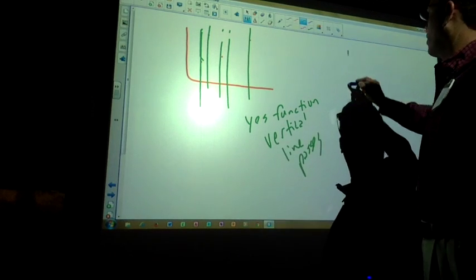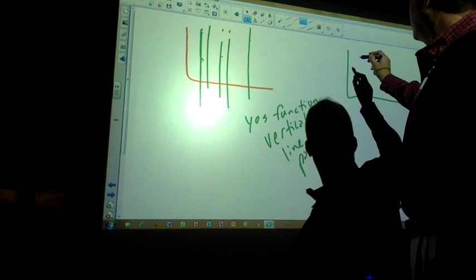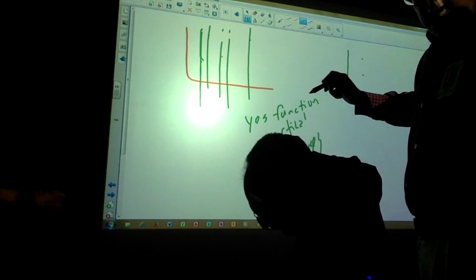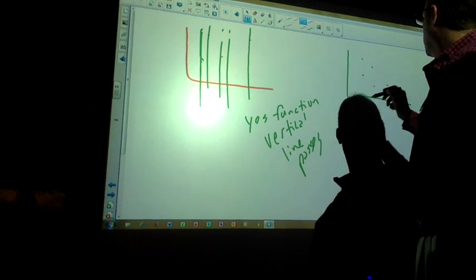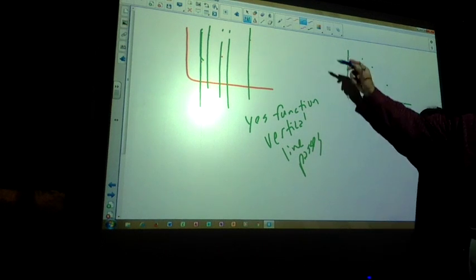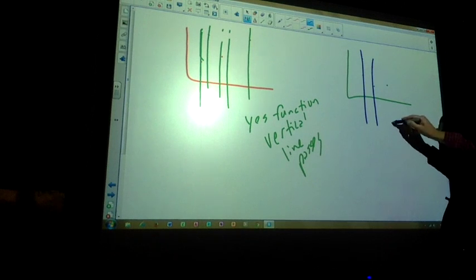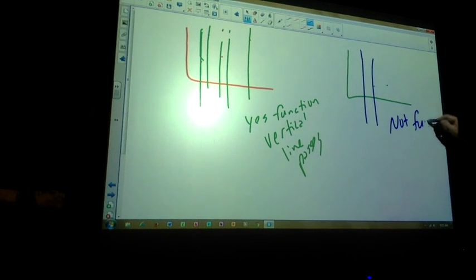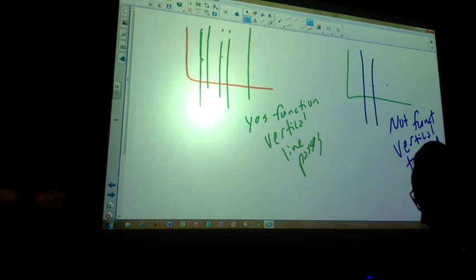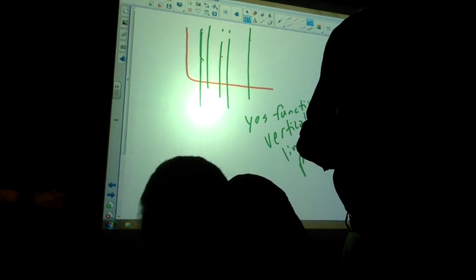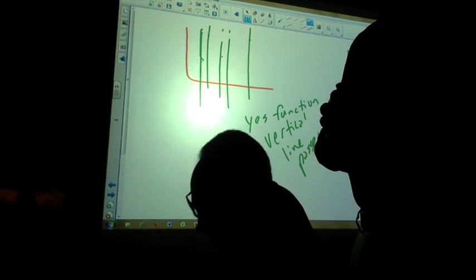But then problem number 4, looks like they have this. And this one, if I drew a vertical line, touch twice, not function, because the vertical line touched twice. Or more, it could be more than twice if it depends upon your scenario. Okay?